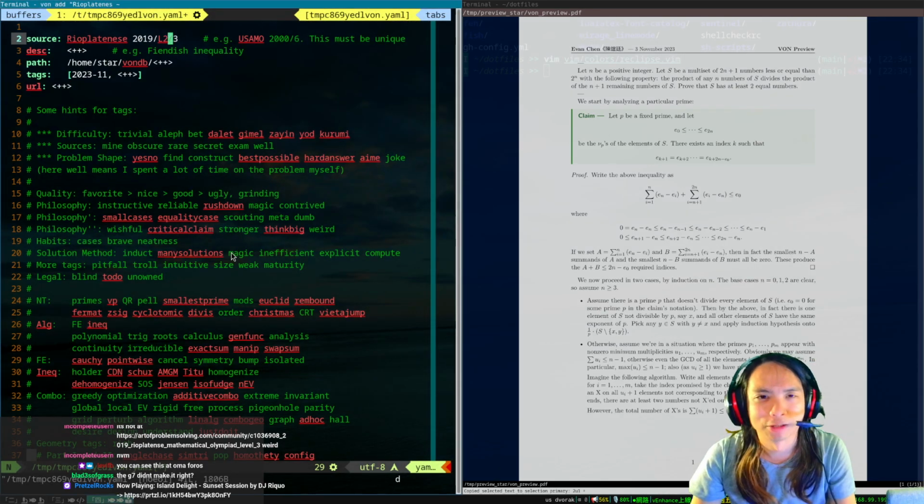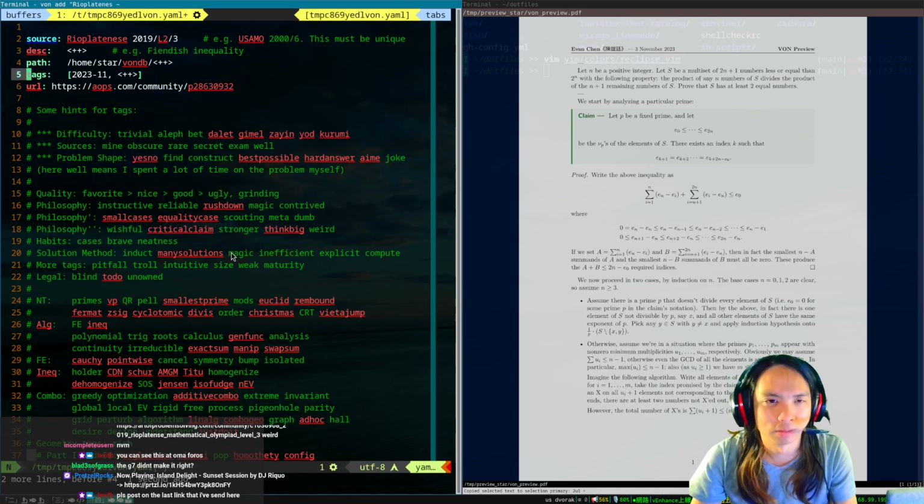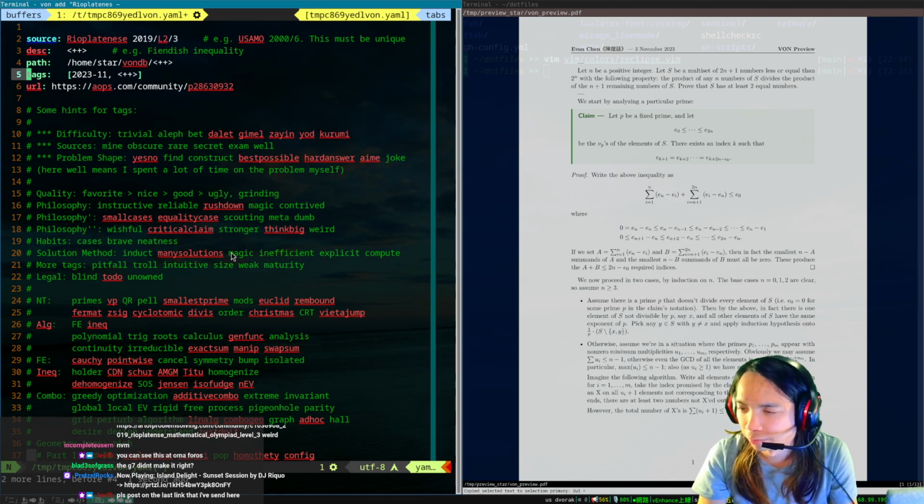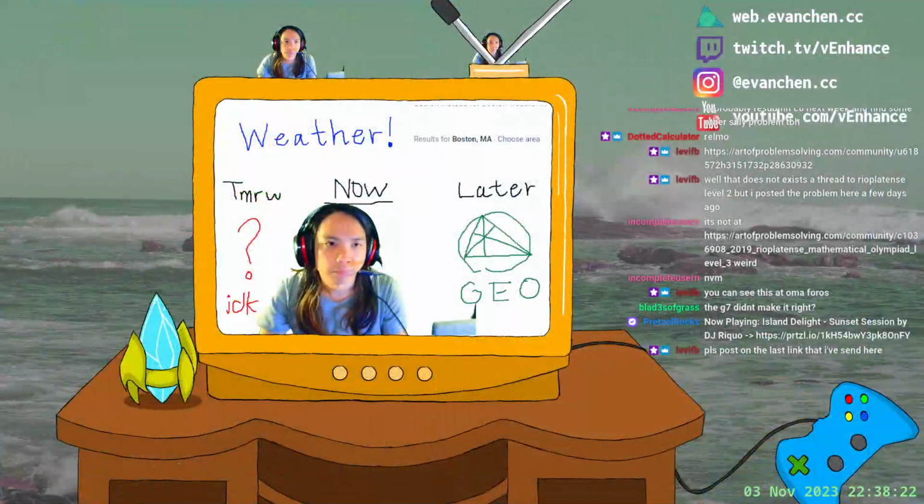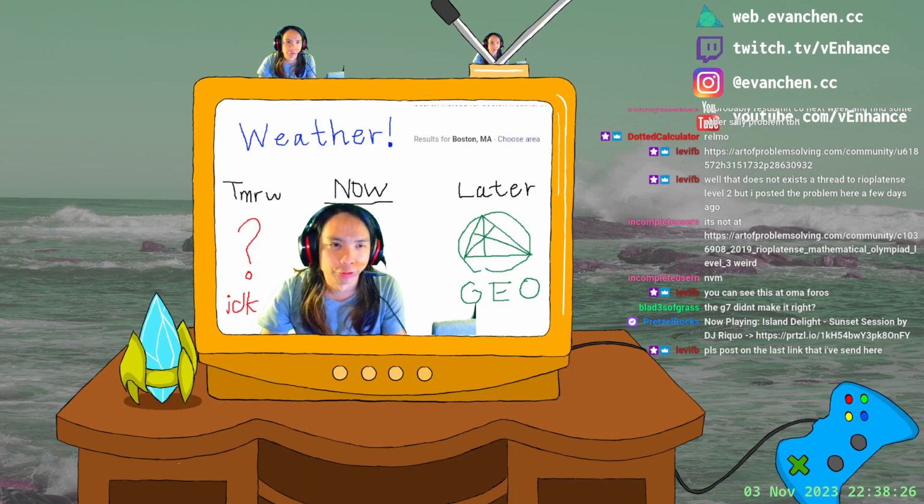Yeah, this is a cool problem, actually. I'm glad I got to do this one. I don't think it's particularly difficult, but especially for people who are newer to combo, I think you learn a lot from doing this problem. Also, it's a combo problem and not a number theory problem. Surprise.